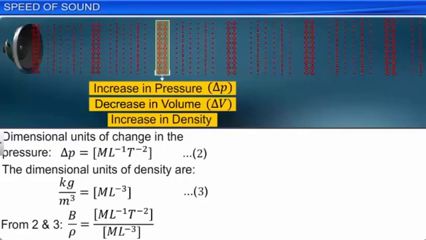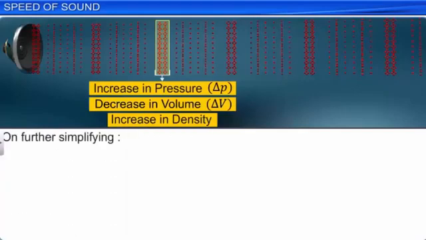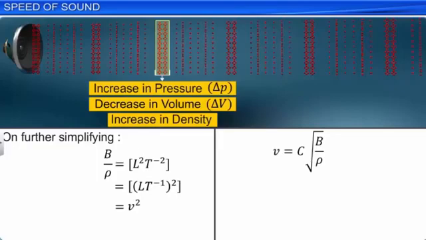Therefore, V can be written as the product of C and root B by rho, where C is a dimensionless constant, which is equal to 1. This can be written as V is equal to the root of B by rho. Let this be equation 4. Equation 4 implies that the speed of a longitudinal wave in a fluid depends only on the bulk modulus and the density of the fluid.